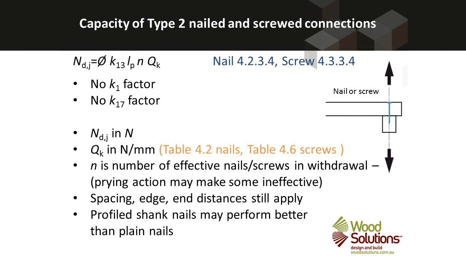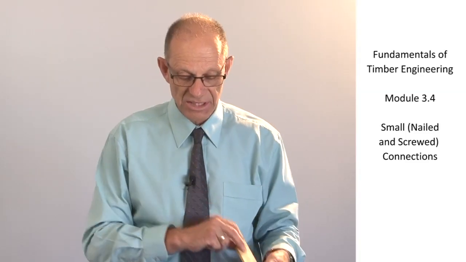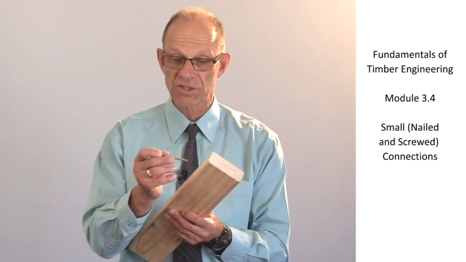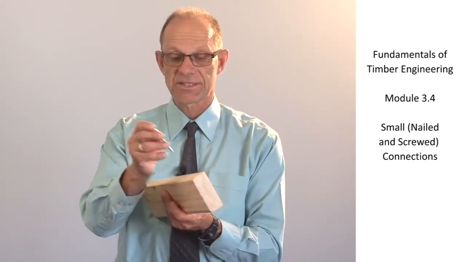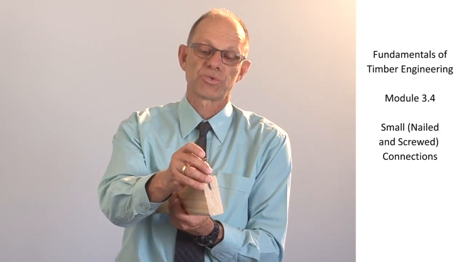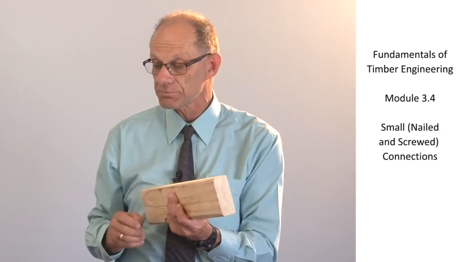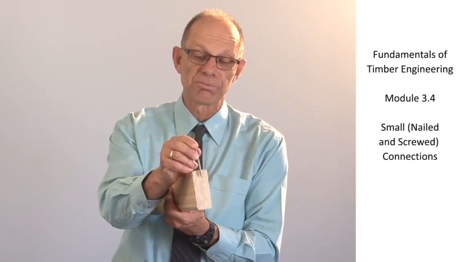The type 2 connection has a different form. So this is the capacity of a type 2 connection. We've got a 5 factor, no K1 factor. It's the first equation that I've put up that doesn't have a K1 factor. The capacity of a connection in withdrawal doesn't appear to be a function of the duration of load. It's simply a function of the grip between that fastener and the piece of timber that it is being pulled out of. It is a function of LP.